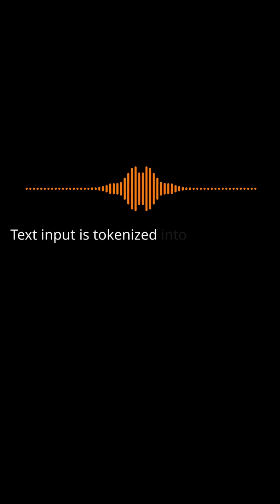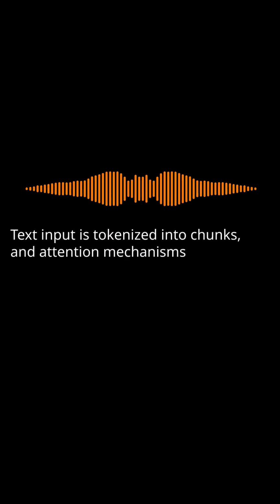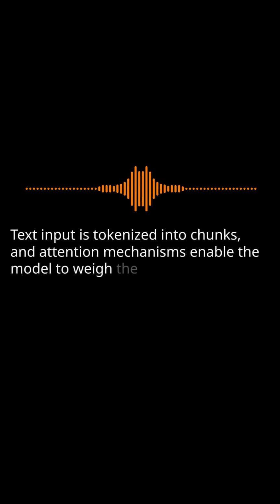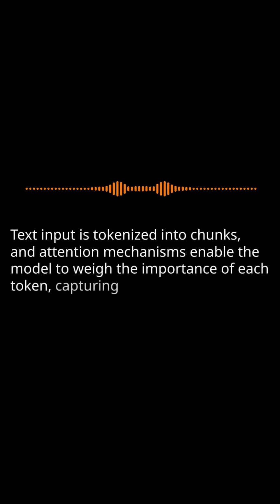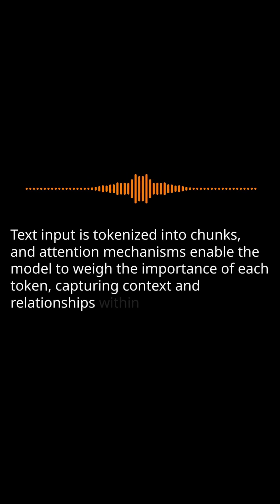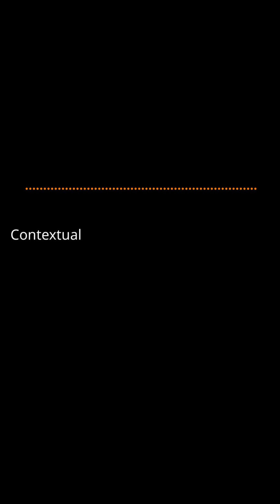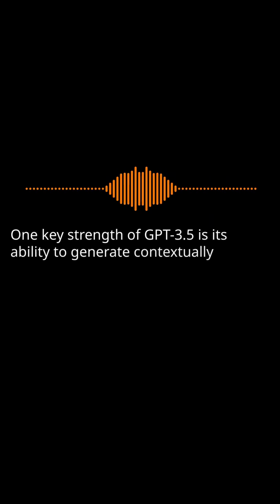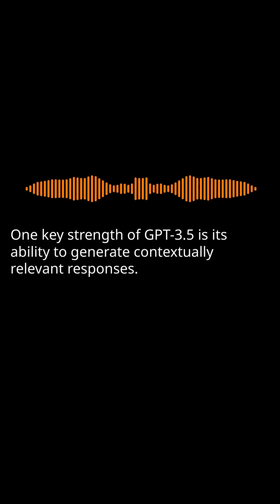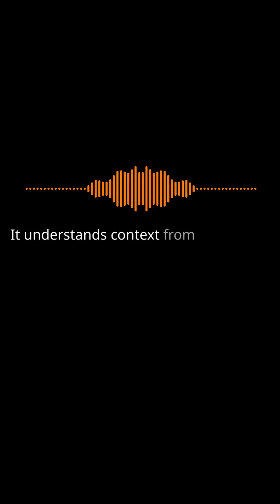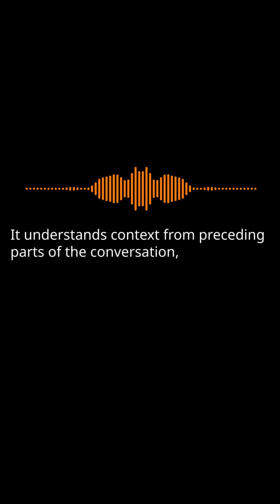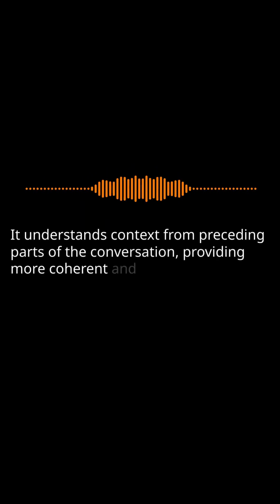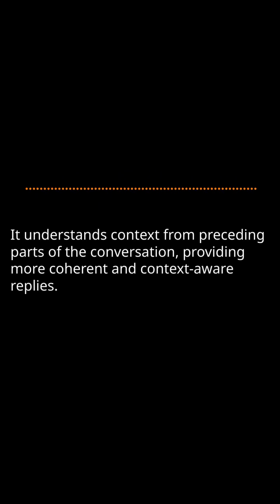Text input is tokenized into chunks, and attention mechanisms enable the model to weigh the importance of each token, capturing context and relationships within the text. Contextual understanding. One key strength of GPT 3.5 is its ability to generate contextually relevant responses. It understands context from preceding parts of the conversation, providing more coherent and context-aware replies.